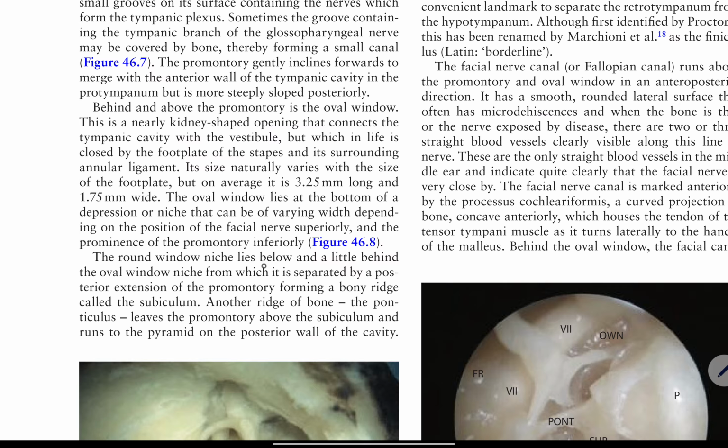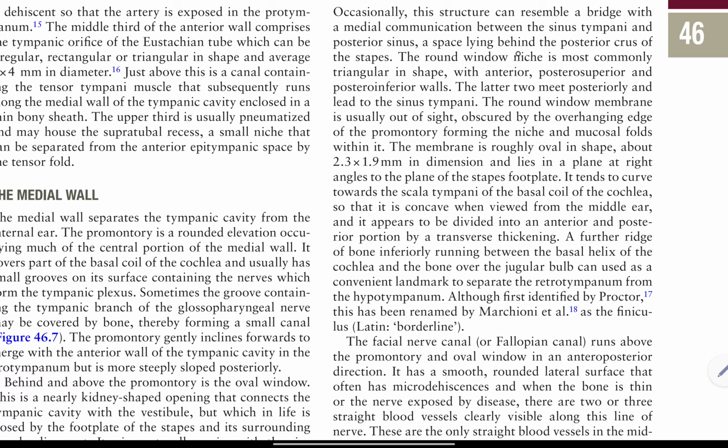The round window niche lies below and a little behind the oval window niche, from which it is separated by a posterior extension of the promontory, forming a bony ridge called the subiculum. Another ridge of bone, the ponticulus, leaves the promontory above the subiculum and runs to the pyramid on the posterior wall of the cavity. Occasionally, this structure can resemble a bridge with a medial communication between the sinus tympani and the posterior sinus, a space lying behind the posterior crus of the stapes.